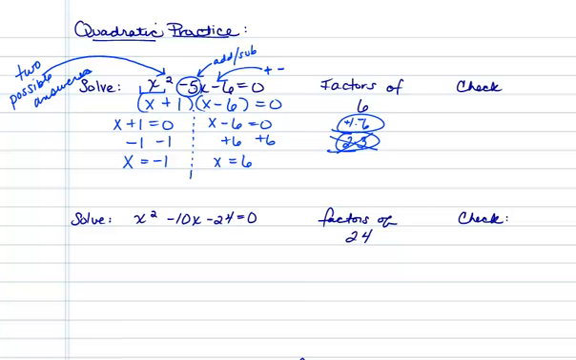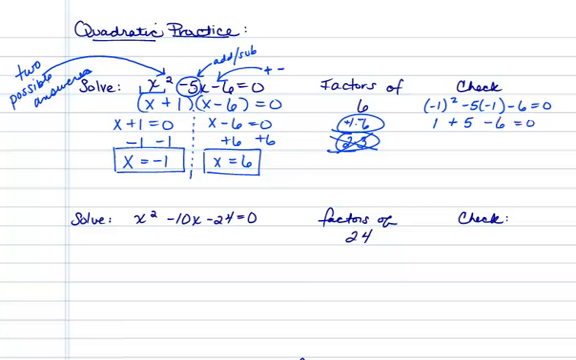And when you do your check, you actually want to try each one separately. So negative 1, I want to put in the original equation. Negative 1 squared minus 5 times negative 1 minus 6 equals 0. Negative 1 times negative 1 is positive 1. Add 5, take away 6. 6 take away 6 equals 0. Now if I'm trying this with 6 squared minus 5 times 6, take away 6. 36 minus 30 minus 6 equals 6 minus 6 equals 0, and that checks as well.